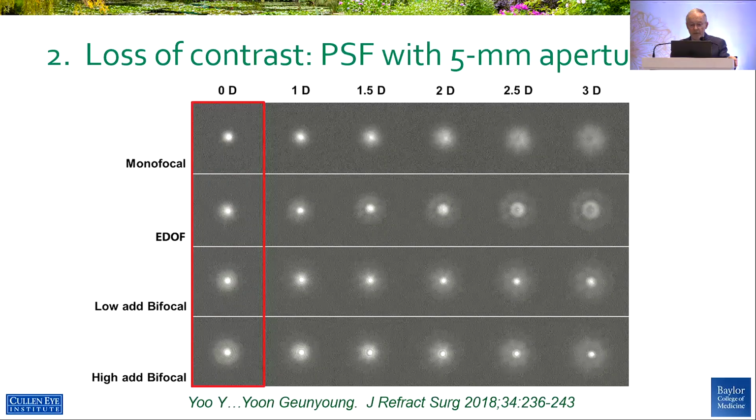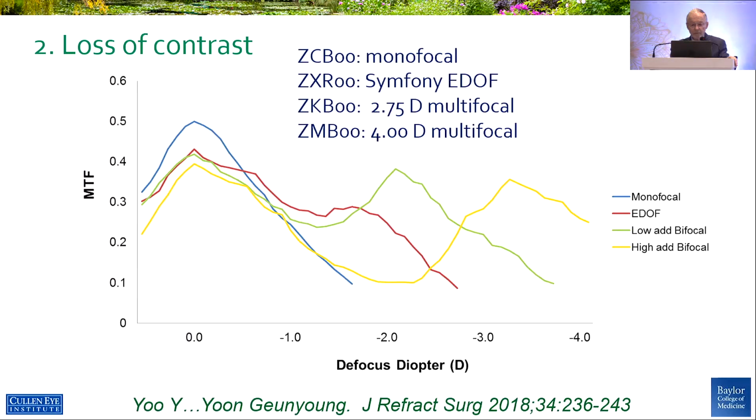We can see these are the point spread functions in a laboratory. If you look at the 0 diopters and then you go down to one line, you see the EDOF, and then you go another, the low add bifocal, and then a high add bifocal. That's the kind of glare that our patients encounter. There's also inevitably loss of contrast.